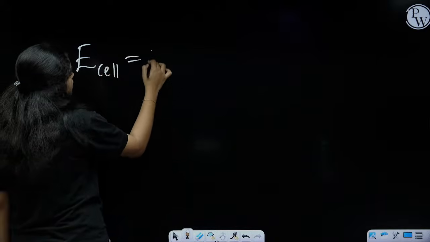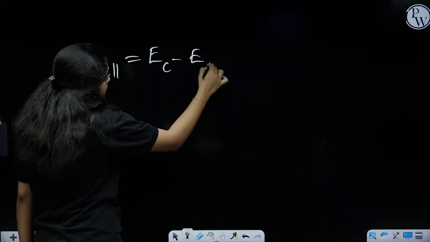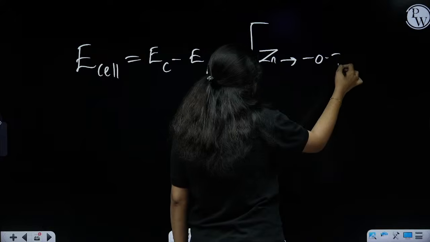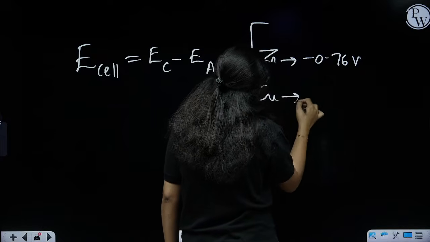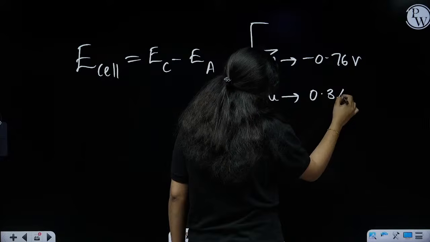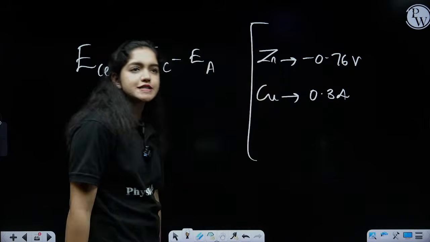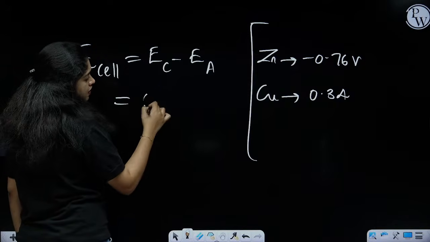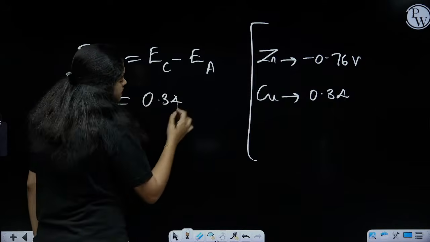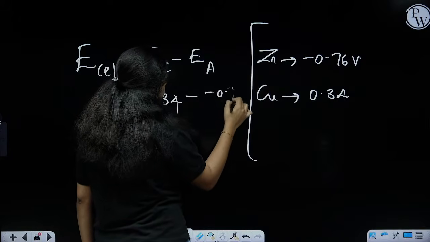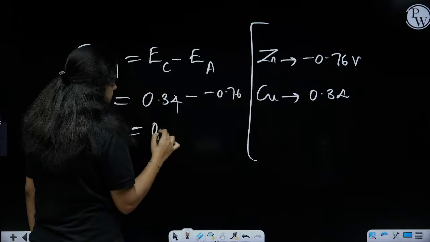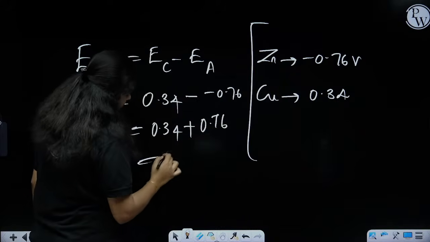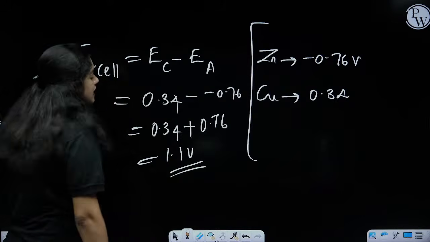E cell is equal to E cathode minus E anode, and the potential of zinc is minus 0.76 volt and copper is 0.34. So substitute in this equation. Who is the cathode here? Copper. So 0.34 minus minus 0.76. The minus will become positive. So the answer will be 0.34 plus 0.76, which is 1.1 volt, the final answer for the potential.